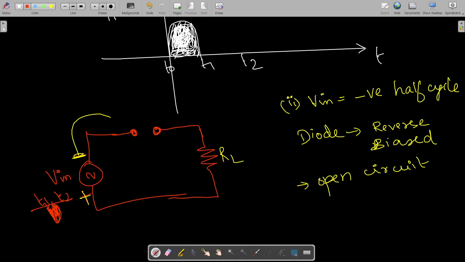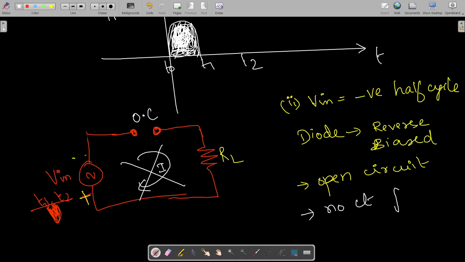So this is cut off. Though the diode is present there, there is no electrical connection. It is simply acting as an open circuit. If this is an open circuit, there is no possibility of current flow through this circuit, since it is broken. So because of this, no current flows.